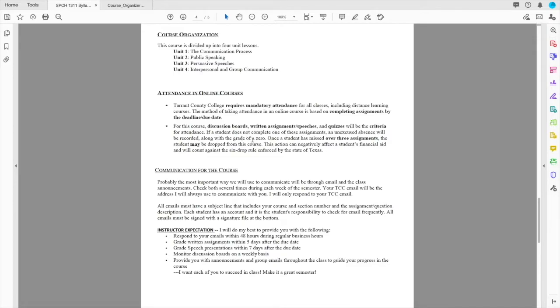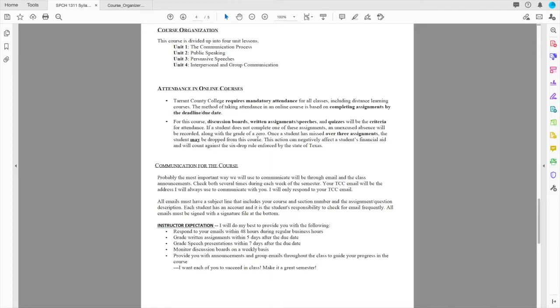If a student does not complete one of these assignments, an unexcused absence will be recorded along with a grade of 0. Once a student has missed over 3 assignments, the student may be dropped from this course. If you're receiving financial aid or you're on any type of scholarship, this can affect your aid and will count against the six drop rule. So make sure that you complete your assignments on time and submit them by the due date.